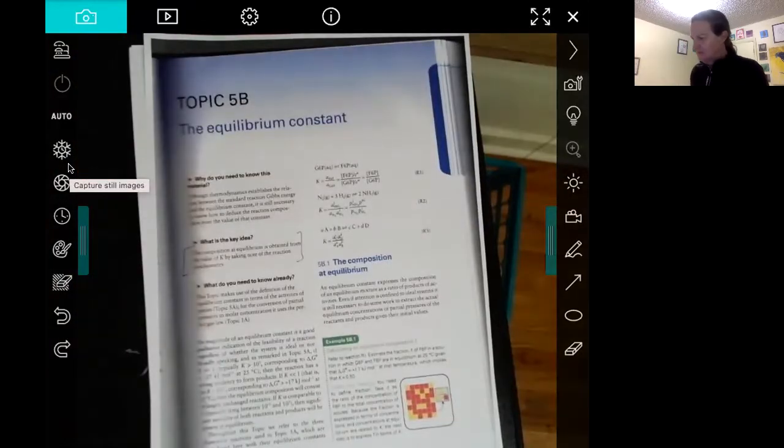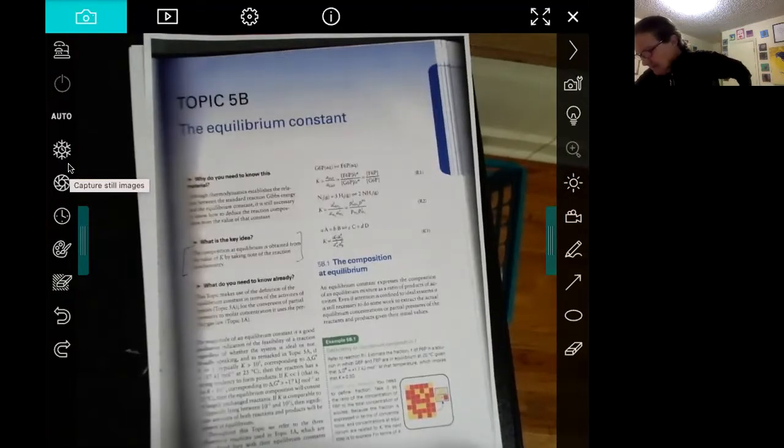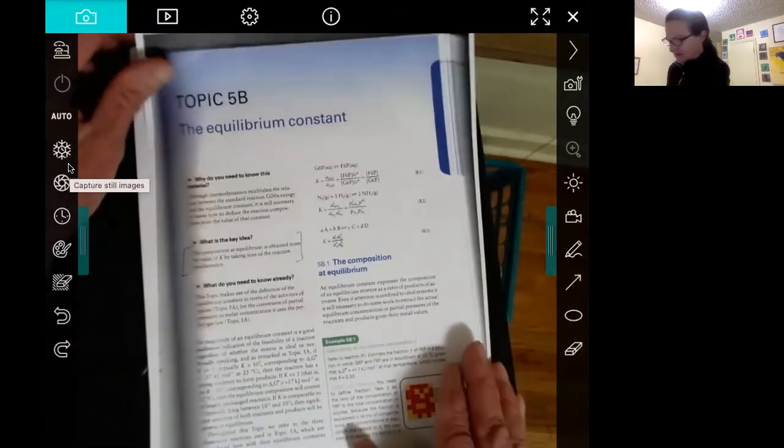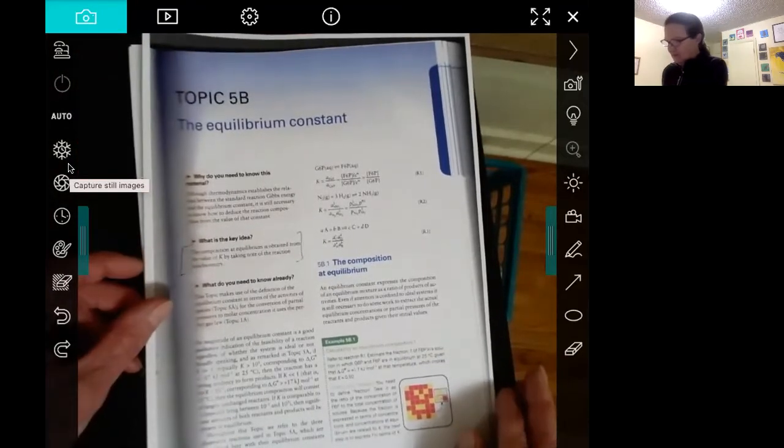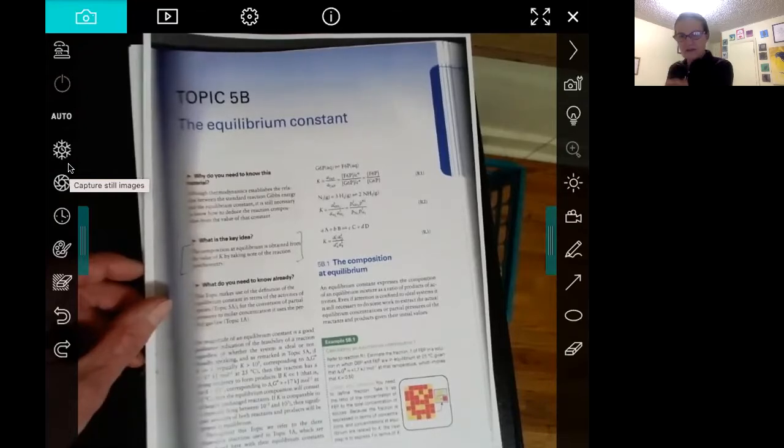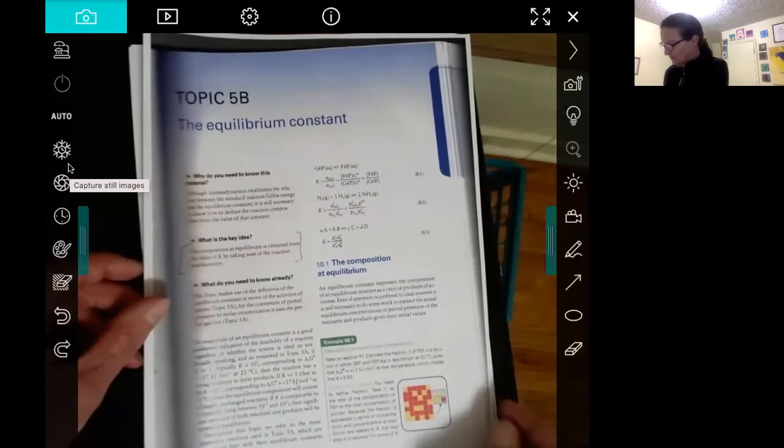Follow along in your textbook. As I said, this will look very much like Chem 108. The key idea is that the composition at equilibrium is obtained from the value of K by taking note of the reaction stoichiometry. So basically, setting up an icebox will allow you to take advantage of the equilibrium constant and understanding what concentrations and pressures are when you reach equilibrium.